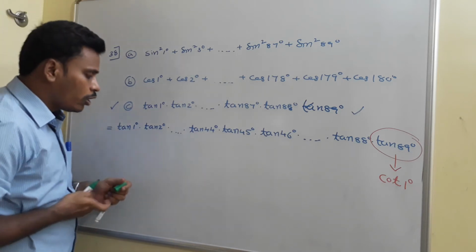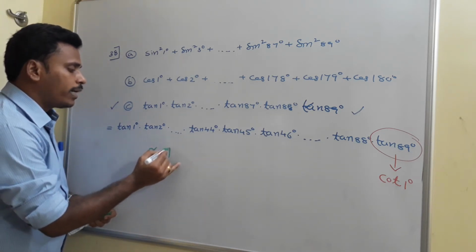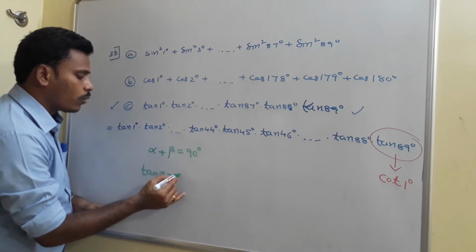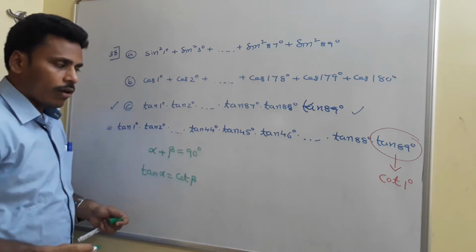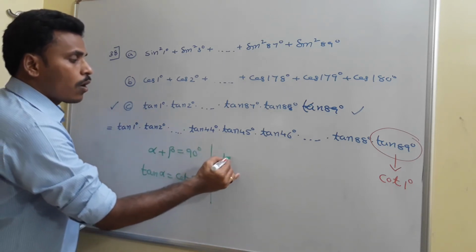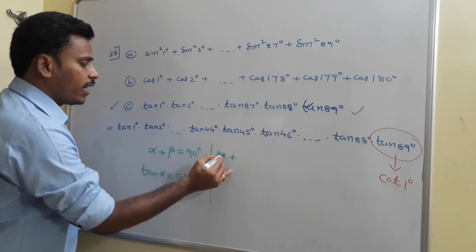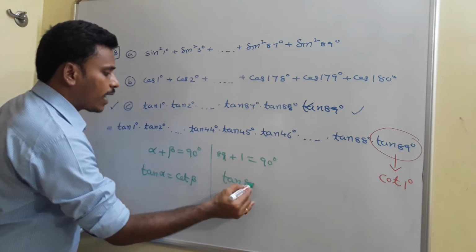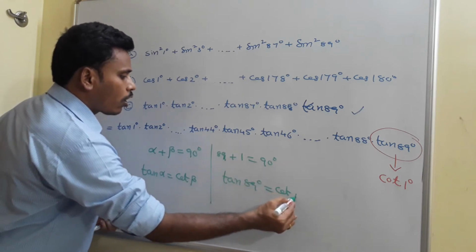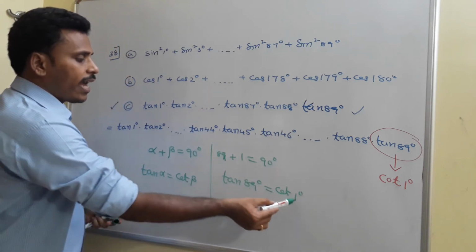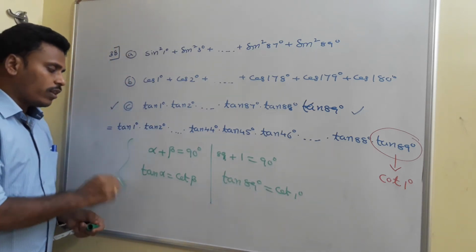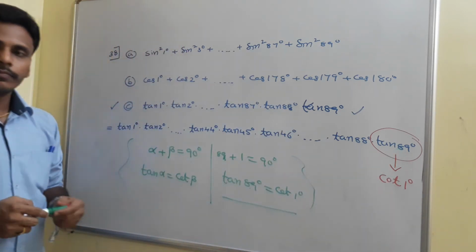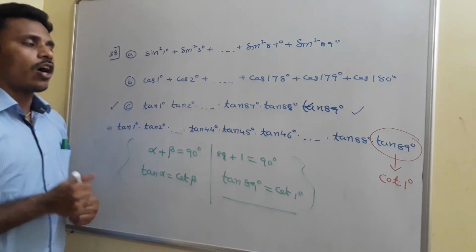Because I told you that if alpha plus beta is equal to 90 degrees, then tan alpha is equal to cot beta. Is it right? Then use the logic for the angles. 1 plus 89, or otherwise 89 plus 1, is equal to 90 degrees. So tan 89 degrees is equal to cot 1 degrees. 89 and 1, the summation is 90. So with the same logic, tan 89 is cot 1.